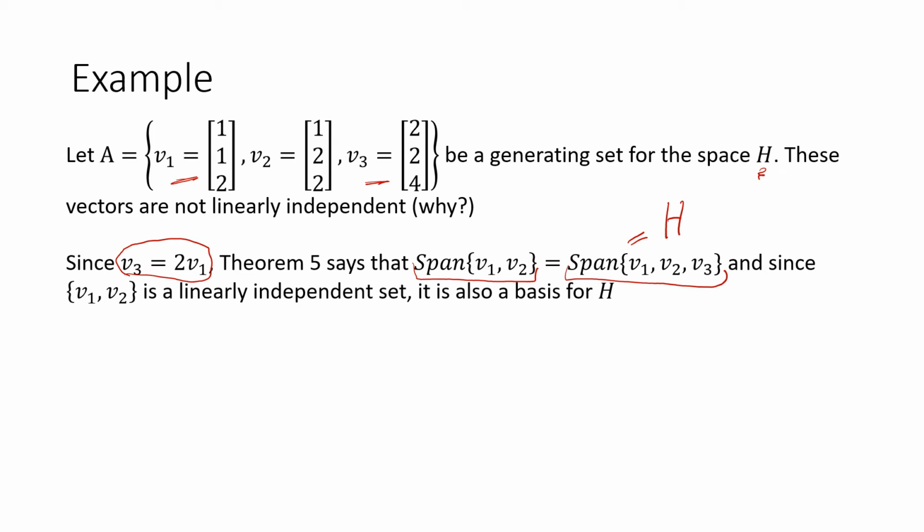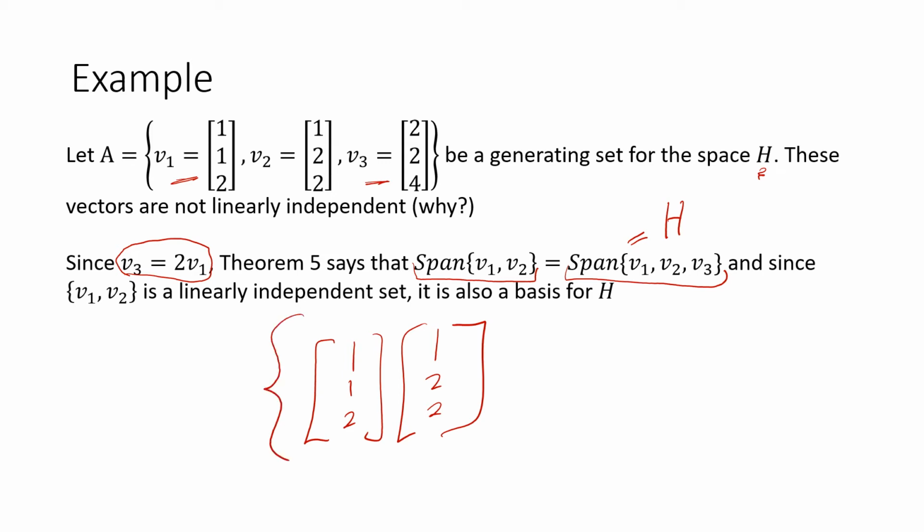All we have to do now is say, are they linearly independent? Well, you can see that those vectors 1, 1, 2 and 1, 2, 2 are linearly independent. 2 vectors, one is not a multiple of the other. That's enough to say they're linearly independent. So that's our second condition. We have 2 vectors whose span is all of H. They are linearly independent. So that set is a basis for H.